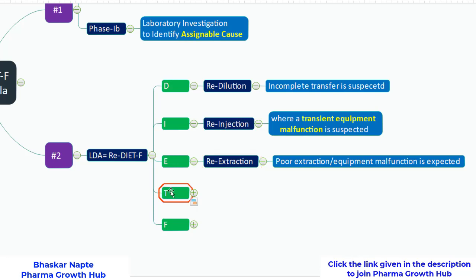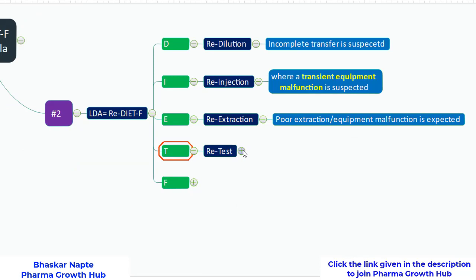The fourth term is what? T. So what does the T stand for? The T stands for the test, and the T stands for the retest. So when you are going to consider the retesting of the sample solution during the phase 1B investigation.